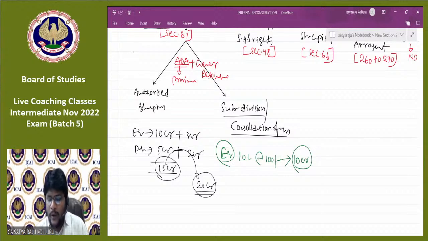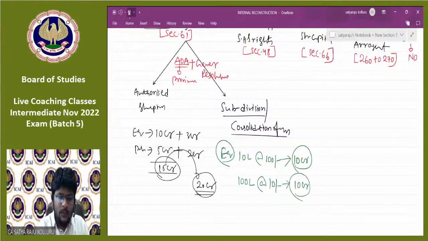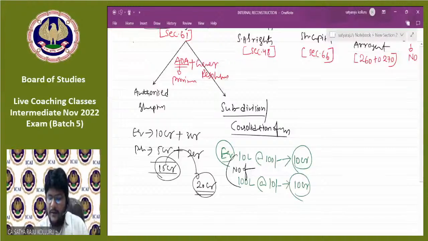Now we are going to subdivide each equity share into 10 rupees. Then may I know how many equity shares come into the picture? The number of equity shares is then 100 lakhs at the rate of 10 rupees each. The total amount will be 10 crore only. So due to subdivision, there is a change in the number of equity shares. There is a change in face value, but there is no change in paid up value.